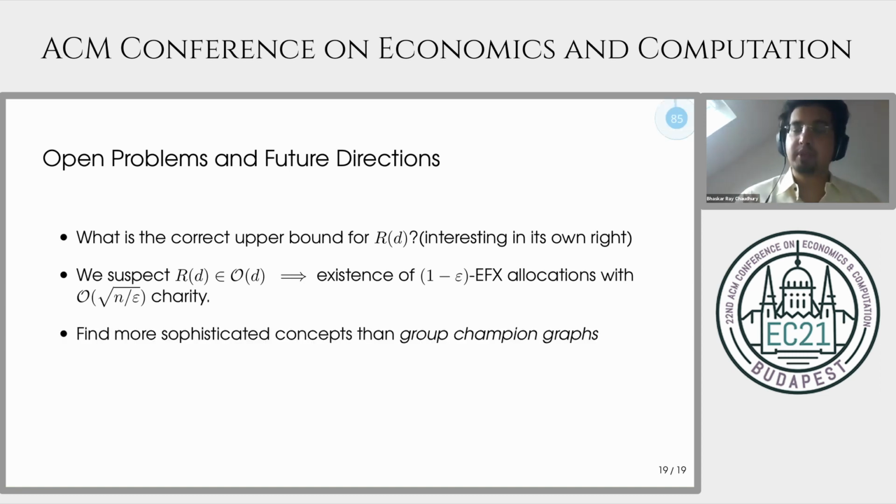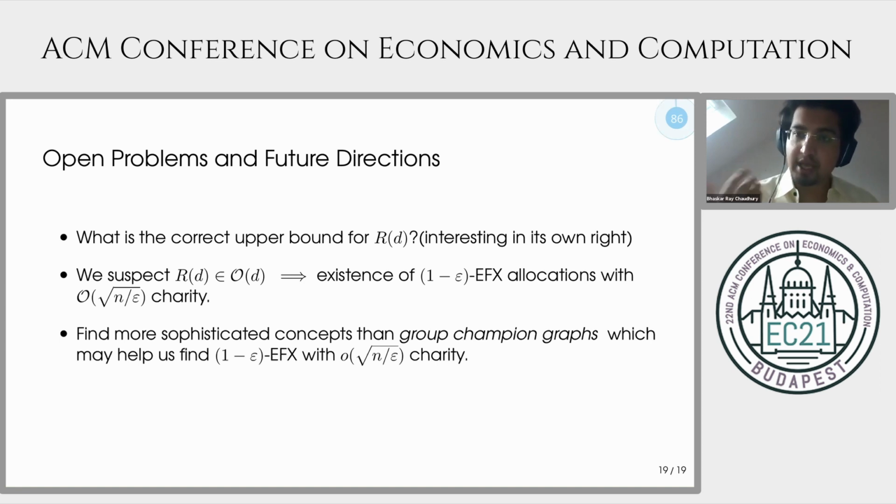And the group champion graph, I feel, is a very natural variant when it comes to a generalization of champion graphs and champion cycles. So a big question would be, can we find more sophisticated concepts than the group champion graph, which would help us find EFX allocations with charity less than even square root n? So these are the main open problems and future directions that stem from this work.